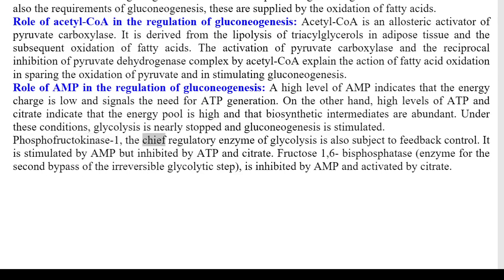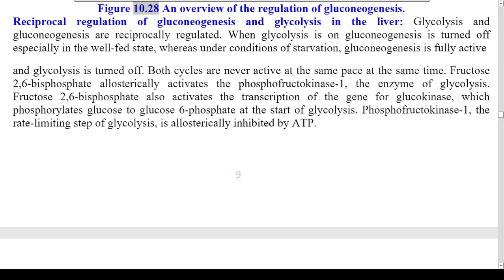Phosphofructokinase 1, the chief regulatory enzyme of glycolysis, is also subject to feedback control. It is stimulated by AMP but inhibited by ATP and citrate. Fructose 1,6-bisphosphatase, enzyme for the second bypass of the irreversible glycolytic step, is inhibited by AMP and activated by citrate. Figure 10.28 An overview of the regulation of gluconeogenesis. Reciprocal regulation of gluconeogenesis and glycolysis in the liver.